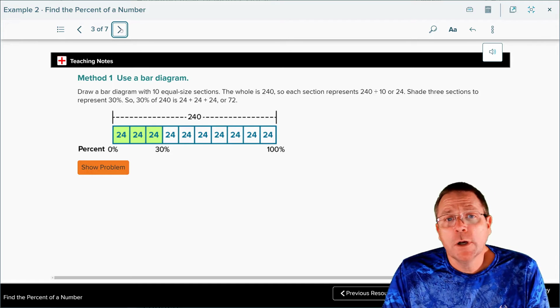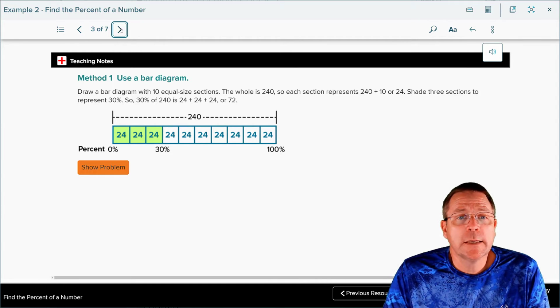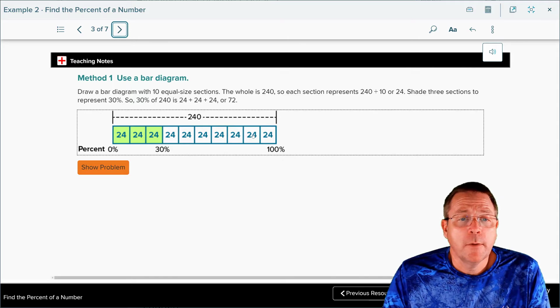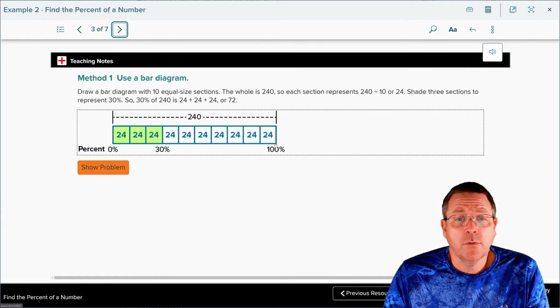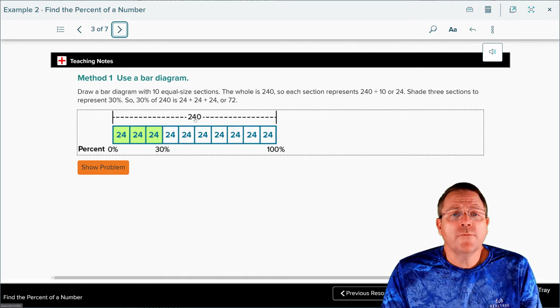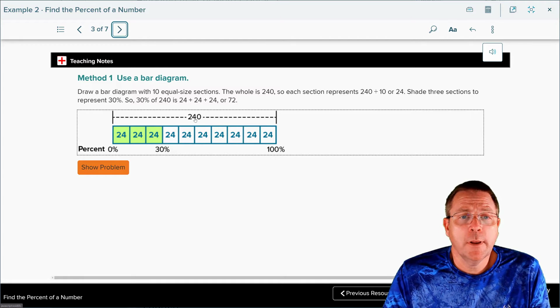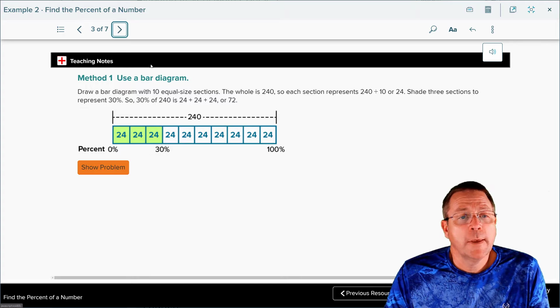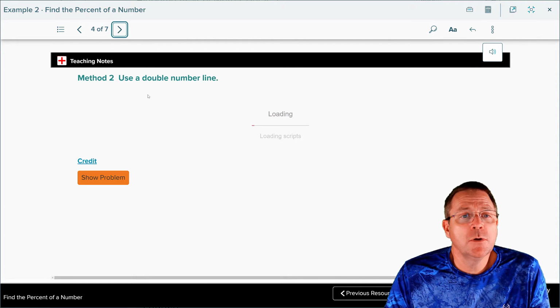Now, they've got several ways you can work it. The method 1 is going to be to use the bar diagram. In the bar diagram, you can see they have 0 to 100%. They broke that down into 10 sections, and conveniently enough, the 240 divided perfectly by 10. Anytime you have a 0 on the end, you know it's going to divide perfectly by 10, so each one of these sections has 24 in it.